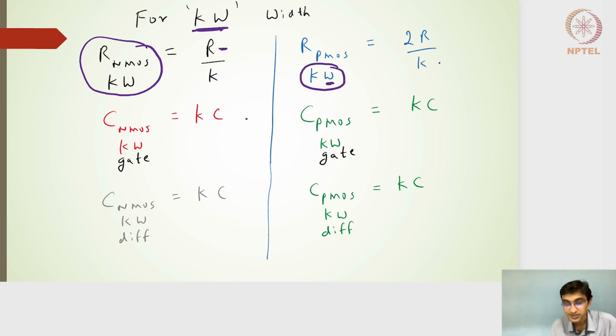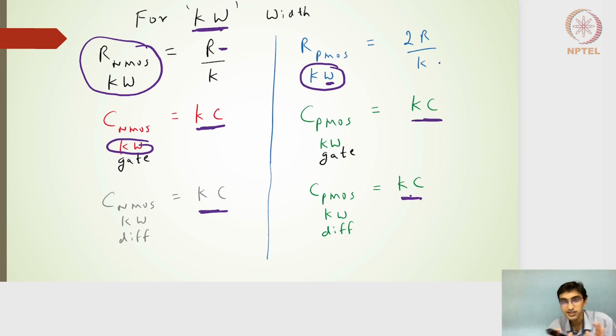Capacitance, on the other hand, for both PMOS and NMOS, if the width of the transistor is scaled by K times, the gate capacitance is K into C. For PMOS also we will have the gate capacitance K into C. Diffusion capacitance is also K into C, and the diffusion capacitance of the PMOS is also K into C. So the switching resistance is different for PMOS and NMOS, whereas the capacitance remains the same for both of them if the width is scaled by K times.